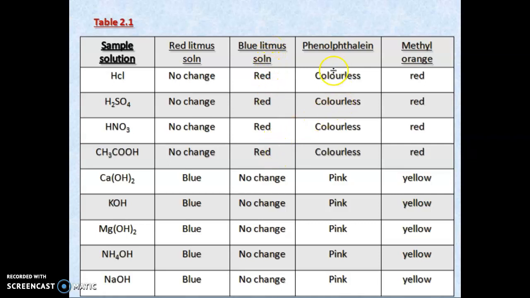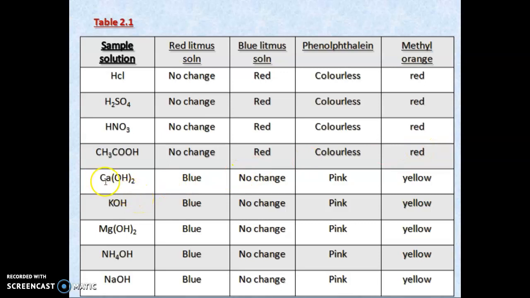The same with phenolphthalein: an acid will not show any color change, it stays colorless. While with methyl orange, the acid changes it to a red color. So from this you can see that when acids react with litmus solution, blue litmus turns red; with phenolphthalein it is colorless; and with methyl orange it changes to red.